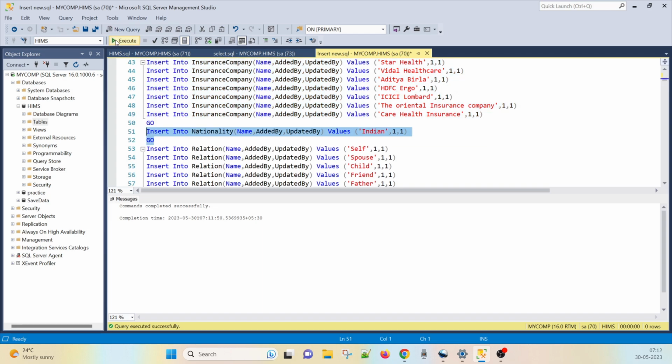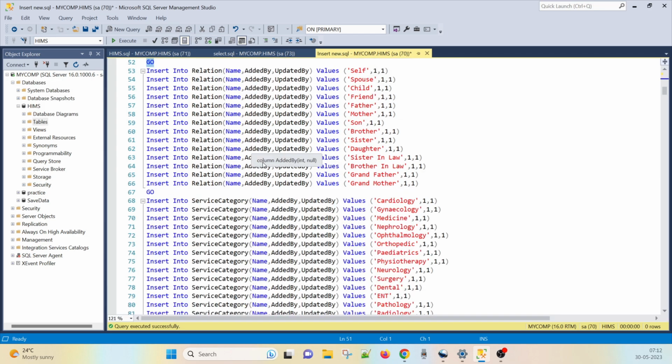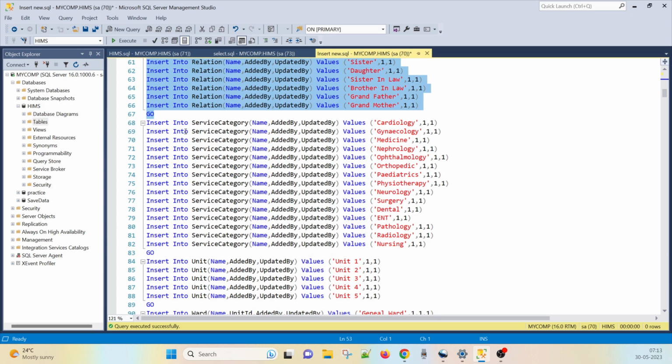And next is the nationality, means Indian. I added it. And next thing, relation. While admitting the patient, we have to specify the relation, means the patient has a spouse, then child, friend, father, mother. So we have to specify that particular relationship. So I added those records here.